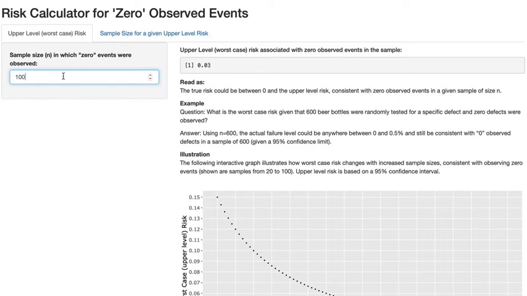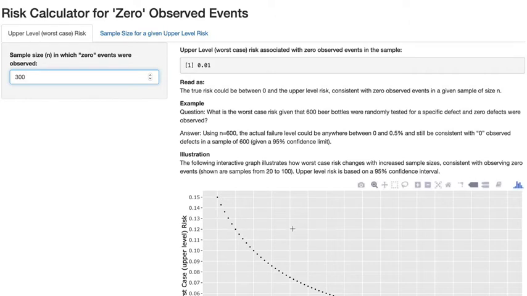So I could truly have zero, but it could be as high as 3% and still be consistent with finding nothing. And as I go up in sample size, of course, let's say I do 300, now my risk level goes down further. So now my risk level could be as high as 1% and still be consistent with zero observed events.